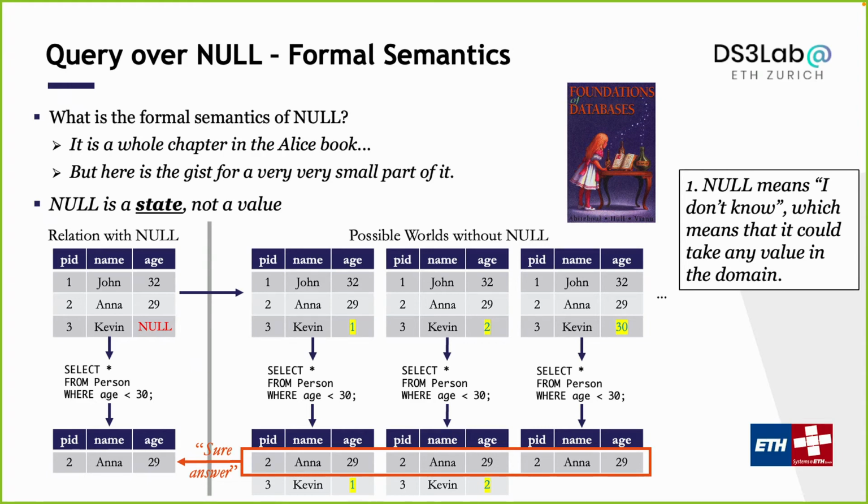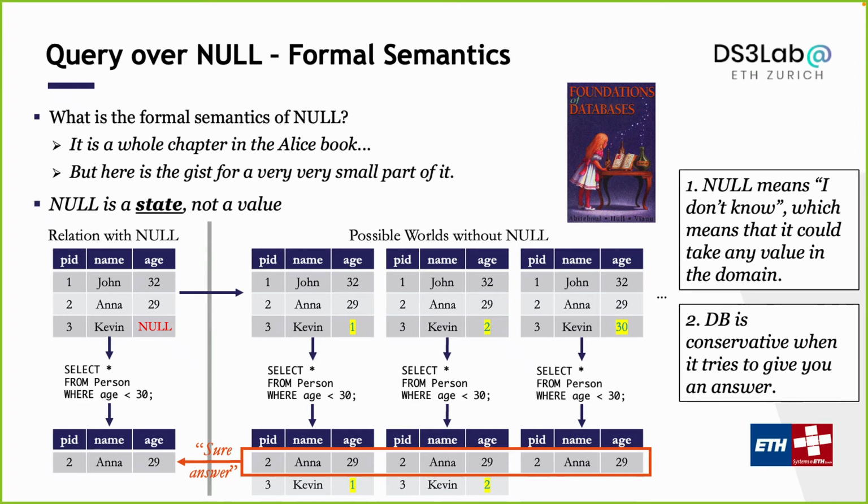So essentially, in this semantics, the database tries to be as conservative as it can be to make sure whatever I give you, I'm really sure about. It has nothing to do with what you do not know. It doesn't matter what information you put into the null state. This answer is going to be there across all the possible ways you can instantiate that unknown state. Make sense?